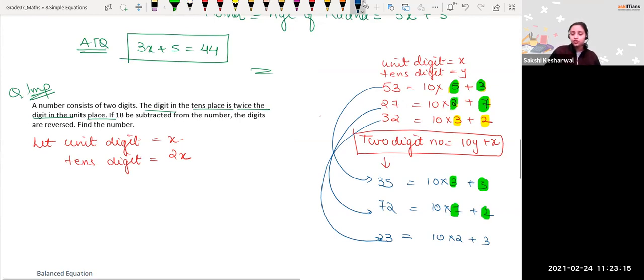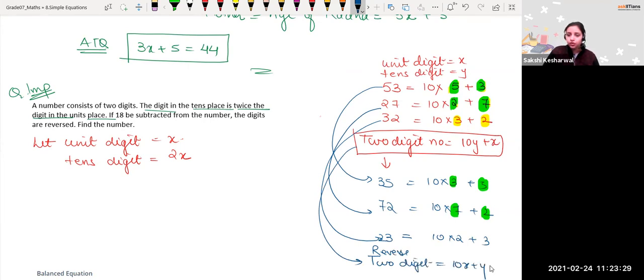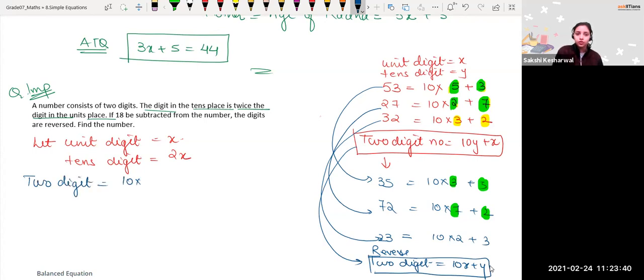So if you take the generalization of this, what is the generalization of the two digit number? The two digit number is going to be 10x plus y, or not? Yes or no? So similarly, what will you be writing here? The two digit number is going to be what, beta? It is 10 into 2x, yes or no? Plus x, that's it.